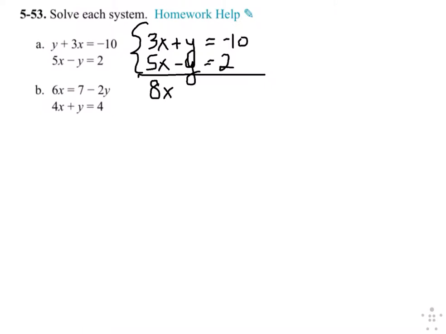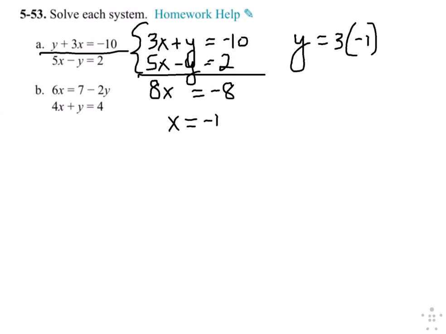I can add the two equations and get 8x equals negative 8, divide by 8, so x equals negative 1. Then I'll take the top equation and I'll substitute in the negative 1 for x.